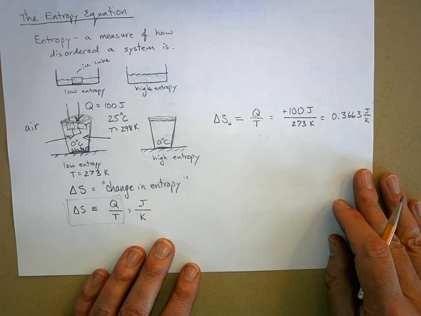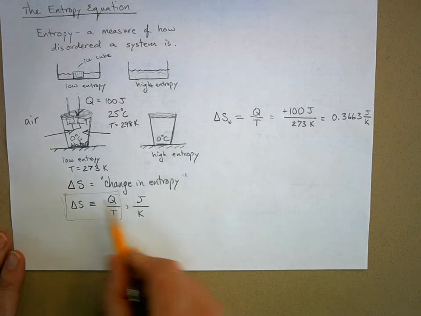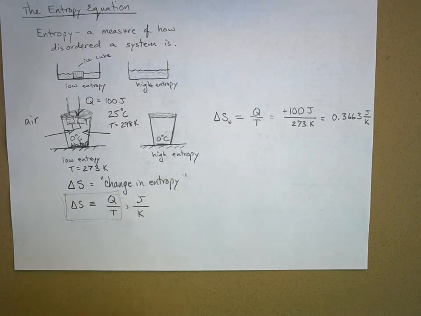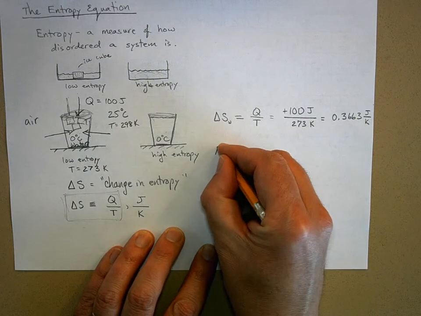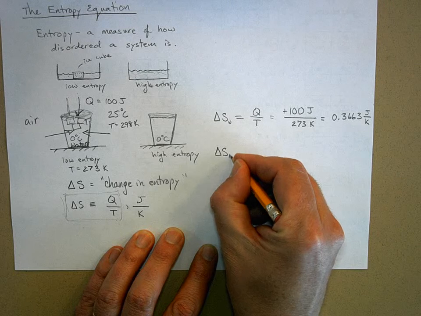So we increase the entropy of the water by 0.3663 joules per Kelvin. Now this is based on this definition of what entropy is, or what a change in entropy is. Now let's do the same thing for the air. Let's do the same calculation for the air. Change in entropy based on this definition for the air. I'll use A for air.